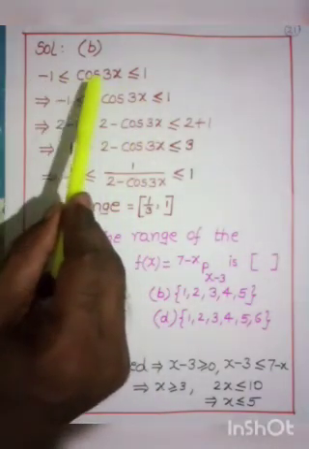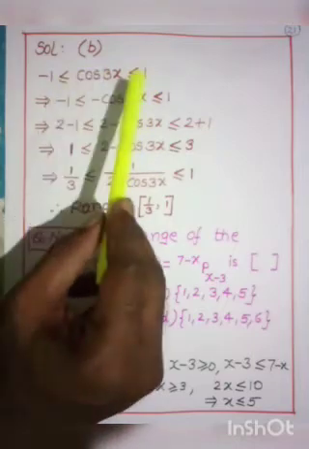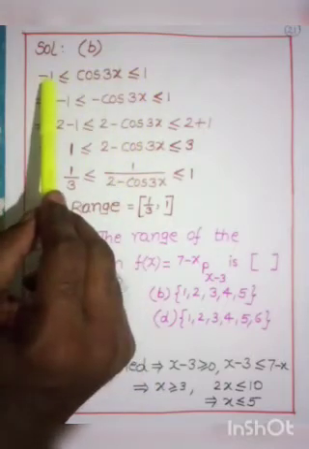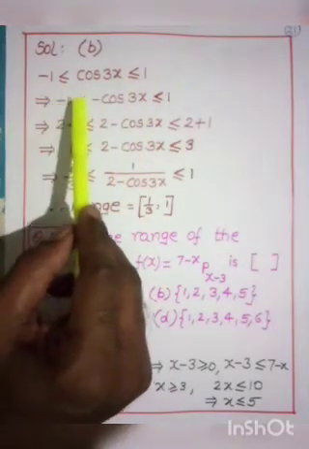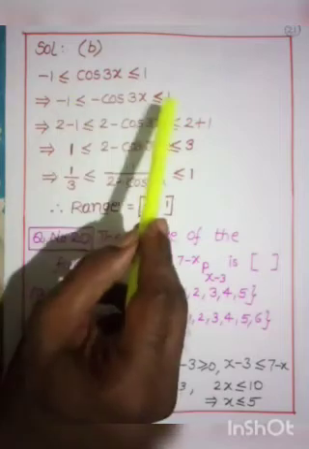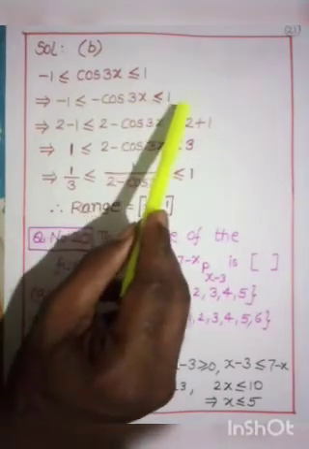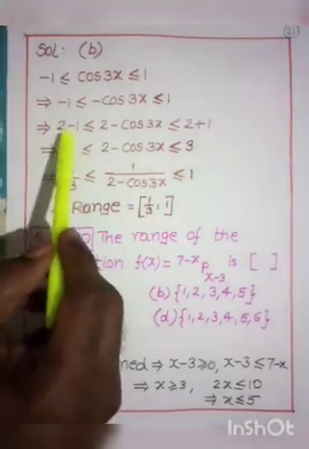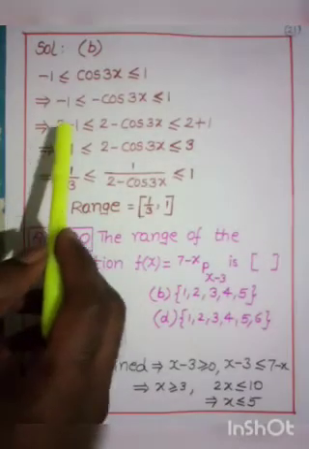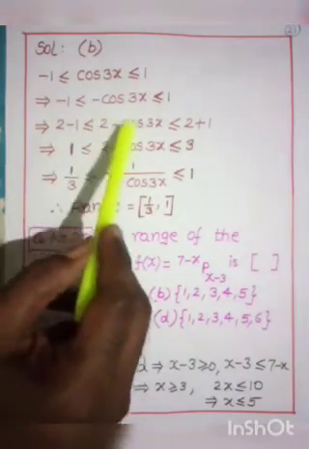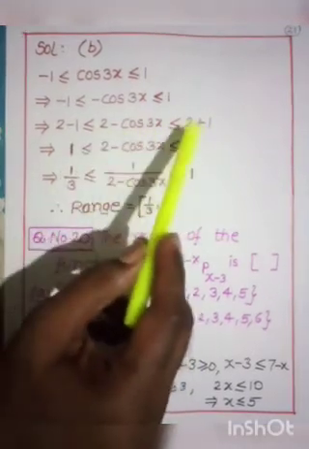Minus 1 less than or equal to cos 3x is less than or equal to 1. We know the range of cos x lies between minus 1 and 1. By multiplying this inequation by minus, we get minus 1 less than or equal to minus cos 3x less than or equal to 1. After that, we add 2 to the entire inequation. This implies 2 minus 1 less than or equal to 2 minus cos 3x less than or equal to 2 plus 1. Understood this step, my dear children?